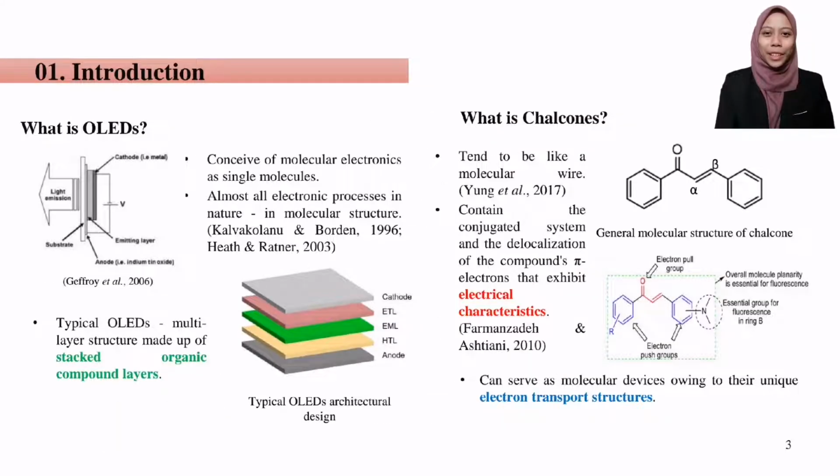I will begin by introducing my project. Basically, OLED is a multi-layer structure that consists of molecular electronics as a single molecule. In my project, I use a chalcone derivative as it contains a conjugated system and delocalization of electrons that exhibit electrical characteristics, so this derivative can serve as a molecular device owing to the unique electron transport structure.